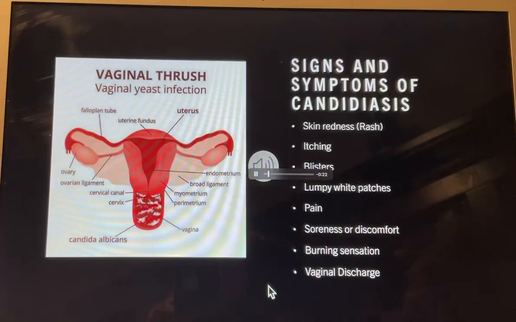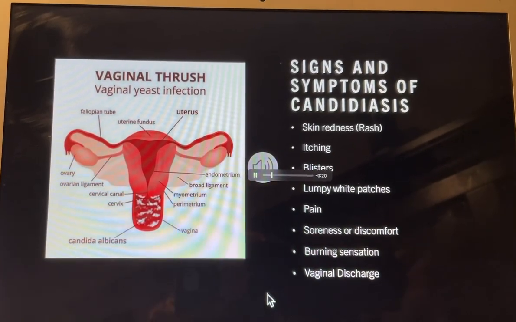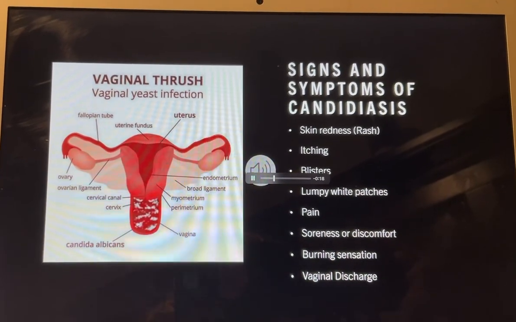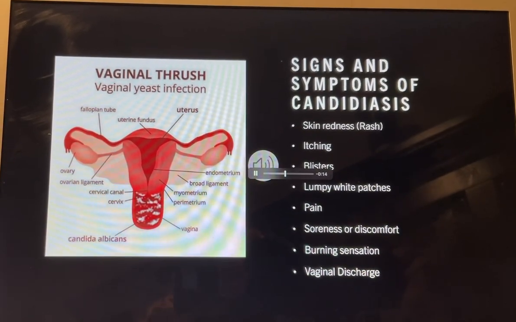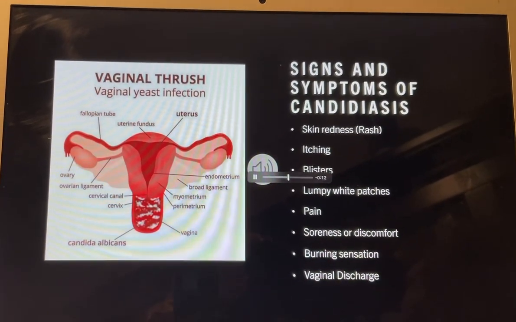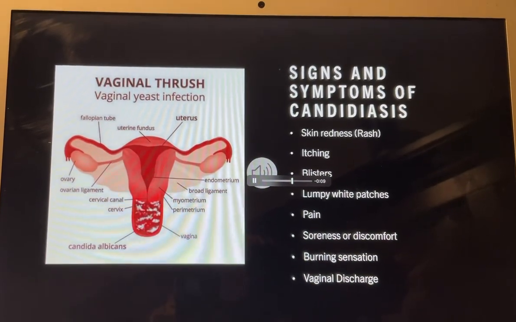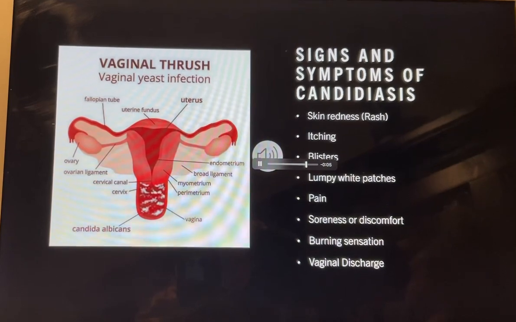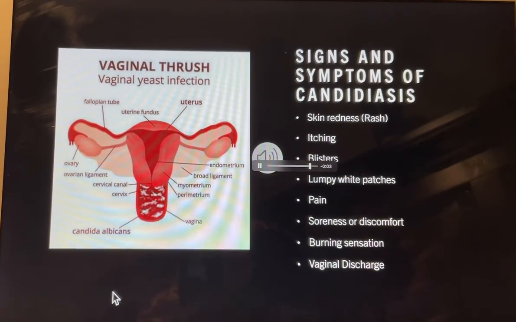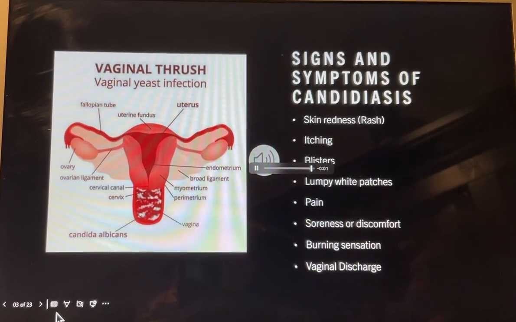Some important signs and symptoms of candidiasis that you might want to go see a healthcare provider about are skin redness or rash, itching, blisters, lumpy white patches, pain, soreness or discomfort, burning sensation, and abnormal vaginal discharge. All of these symptoms are indications that you may have a vaginal yeast infection.